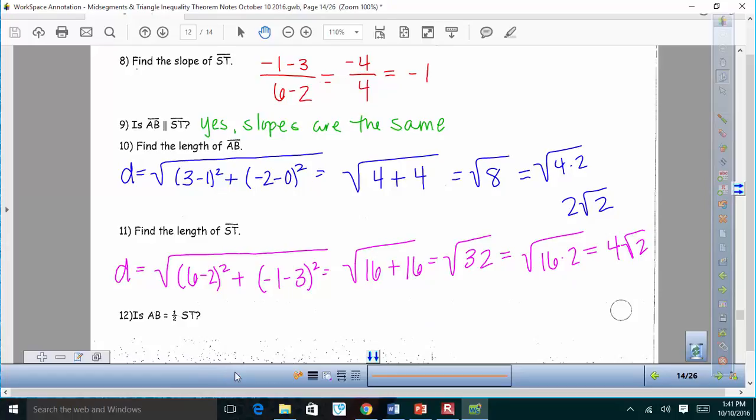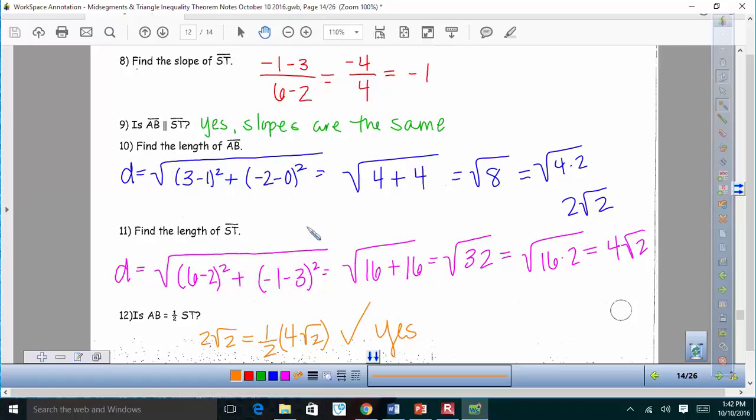So my last question wants to know, is AB half of ST? So AB was 2 square roots of 2. ST was 4 square roots of 2. So if I half 4 square roots of 2, is that going to equal 2 square roots of 2? Yes. So that is true. Okay.